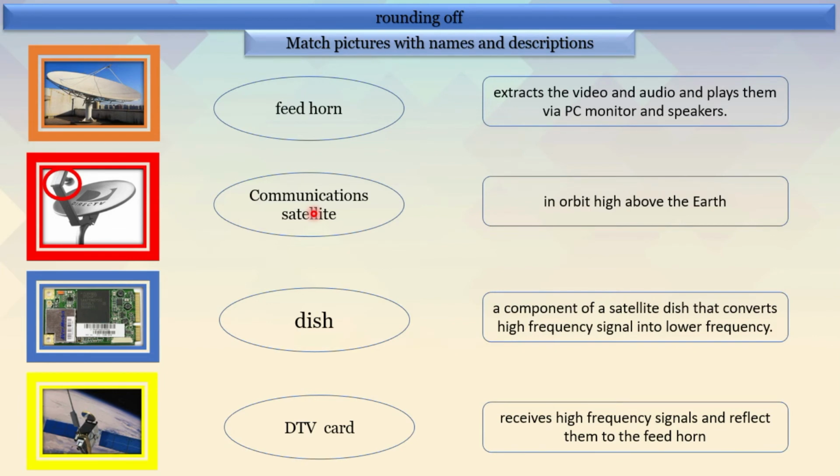We have pictures here, names, and then descriptions here. Match pictures with names and descriptions. We have feed horn, communications satellite, dish, DTV card, and for the descriptions we have extract the video and audio and place them via PC monitor and speakers. We have in orbit high above the Earth. And we have a component of a satellite dish that converts high frequency signal into lower frequency. And the last one receives high frequency signals and reflects them to the feed horn.